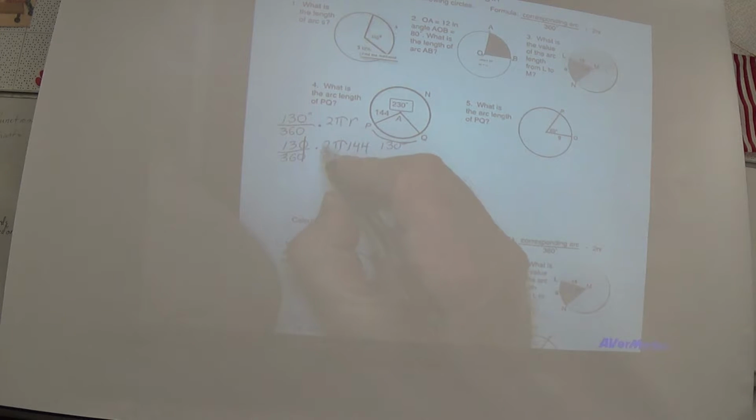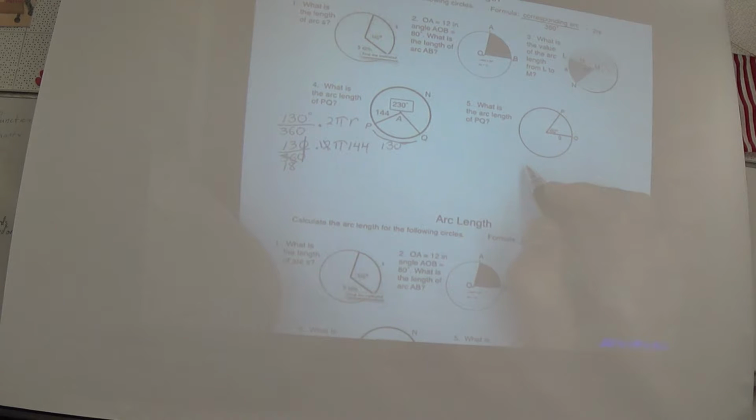Then I'm going to cross cancel this way. So I'm going to get rid of this 2. 2 goes into 2 one time, it goes into 36 18 times. Is it 18 times? Yeah, 18 times.